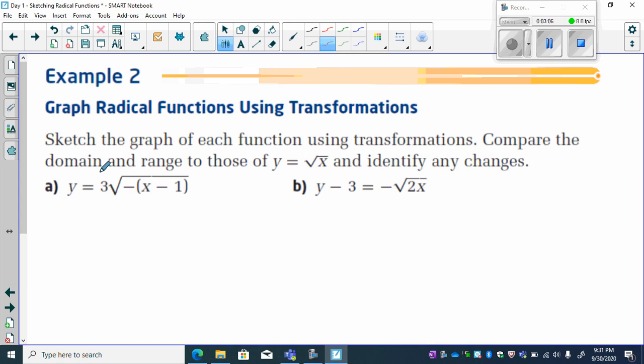Here's what we're going to do. We're going to sketch these two curves. We're going to make a sketch of y equals 3 times the square root of -1 times (x minus 1) in brackets, and y minus 3 equals -1 times the square root of 2x. And then we also want to talk about their domain and range. So I'm going to make a mapping rule, and I'm going to transform my base function.